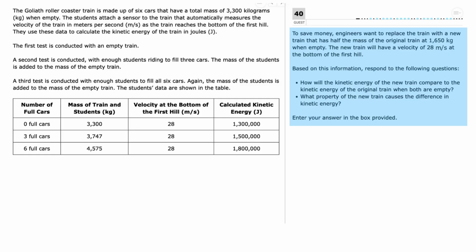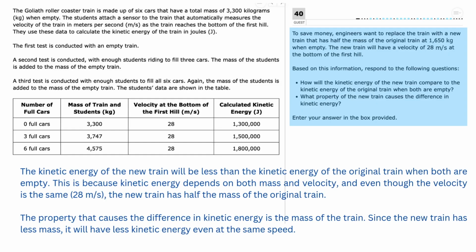How will the kinetic energy of the new train compare to the kinetic energy of the original train when both are empty? What property of the new train causes the difference in kinetic energy? Example response. The kinetic energy of the new train will be less than the kinetic energy of the original train when both are empty. This is because kinetic energy depends on both mass and velocity, and even though the velocity is the same, 28 meters per second, the new train has half the mass of the original train.